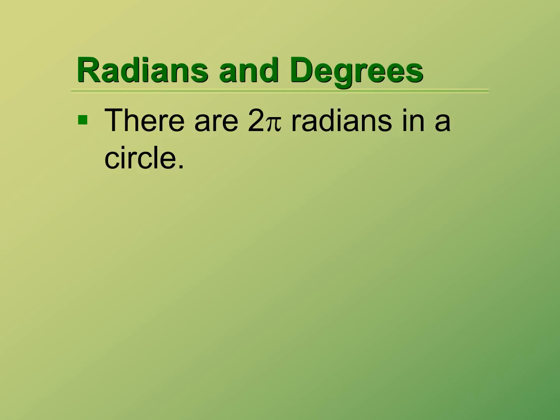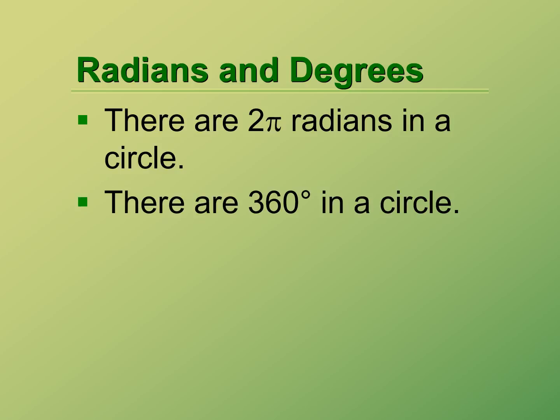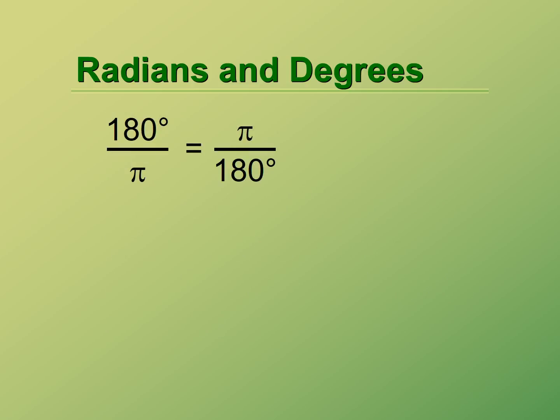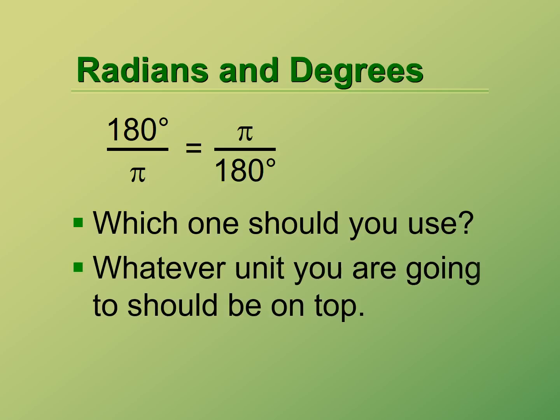There are 2 pi radians in a circle, and a circle is 360 degrees. So knowing that 2 pi is the same as 360, that's how we can convert between radians and degrees. So you can use either of these conversions, 180 over pi or pi over 180. Whichever you use, whatever unit you're trying to get in the end should be on top with the other unit on bottom, so that way it will cancel the unit that you currently have.